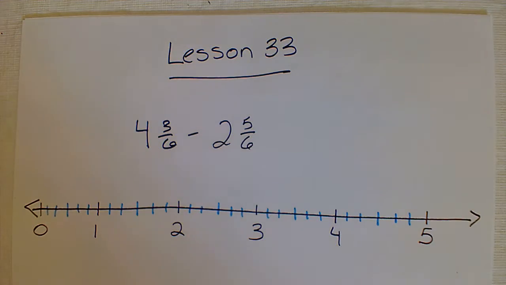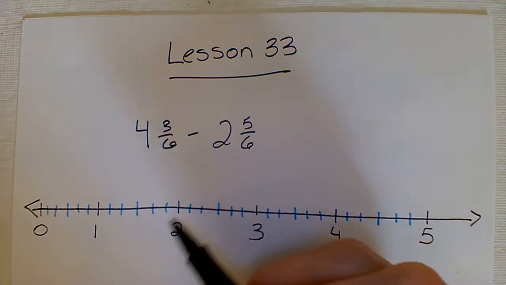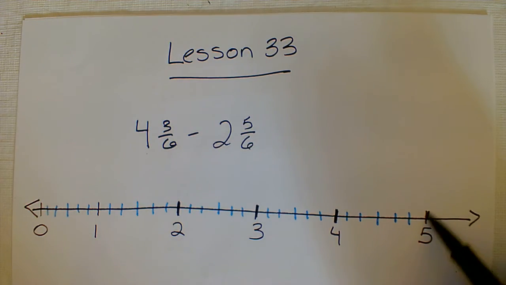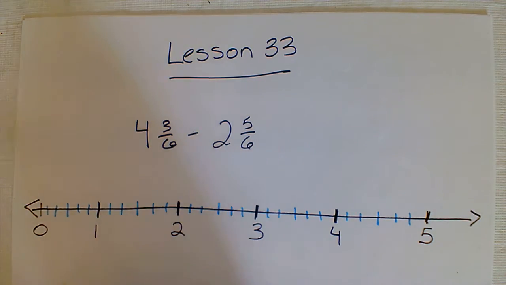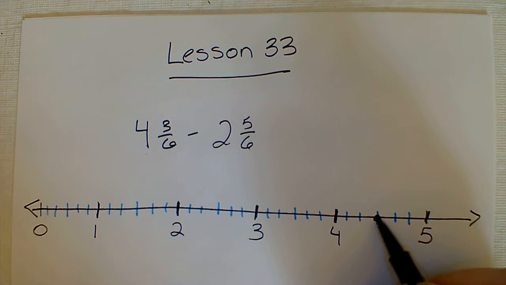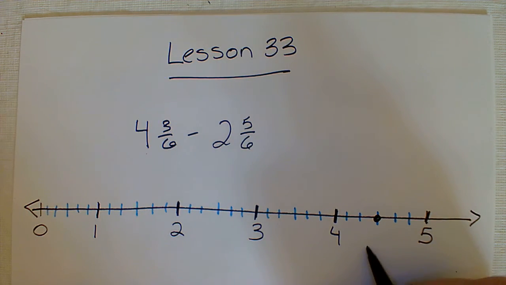So, I really want to emphasize where our whole numbers are. So I'm just going to darken those up for us because I think that's really important. Okay, so now that we have drawn our number line, what I have to do is I have to show where I'm starting, which is at 4 and 3/6. So I'm going to go to the 4, and then I'm going to count up 3/6. So 1/6, 2/6, 3/6. And this is where I'm starting. So I'm starting at 4 and 3/6.